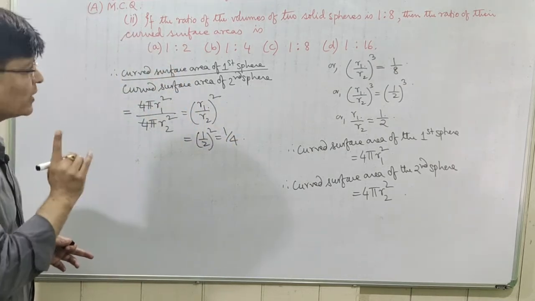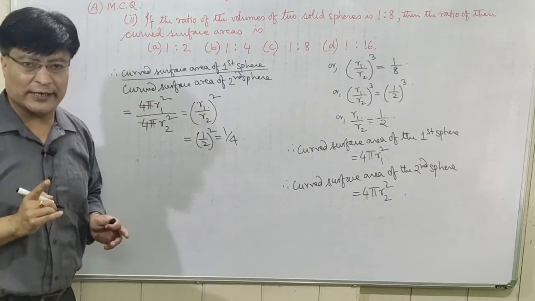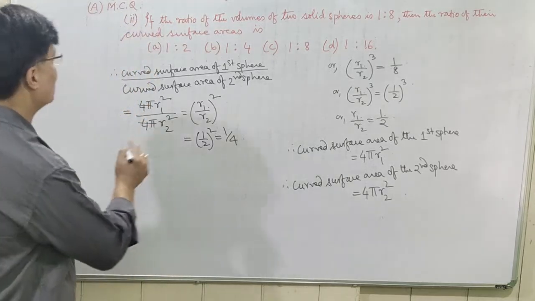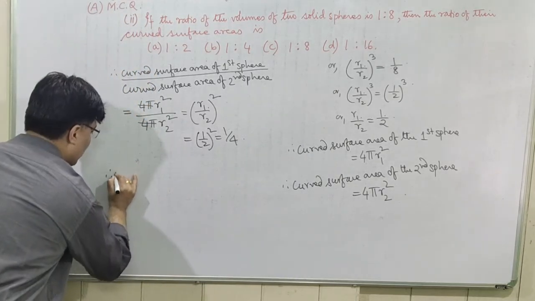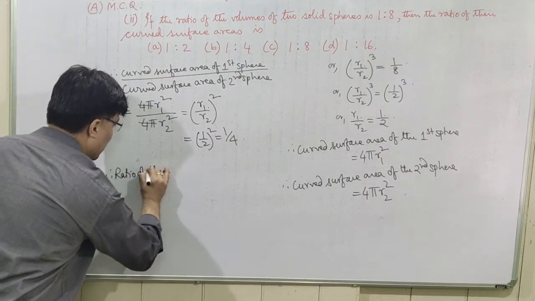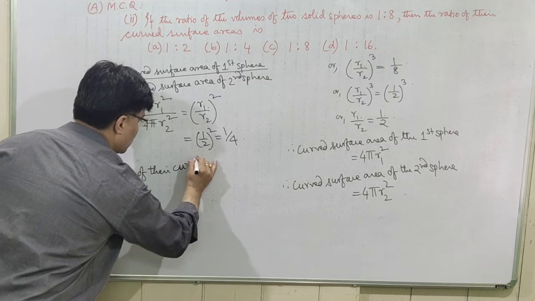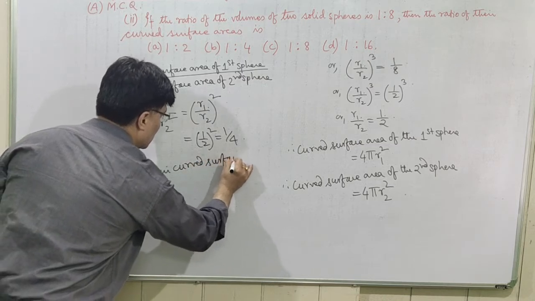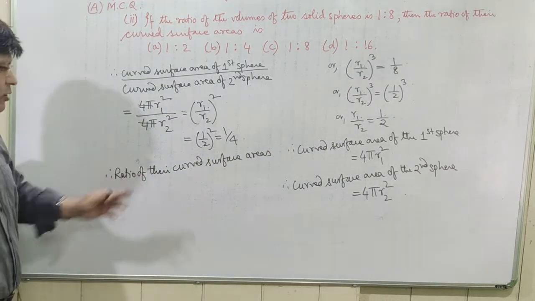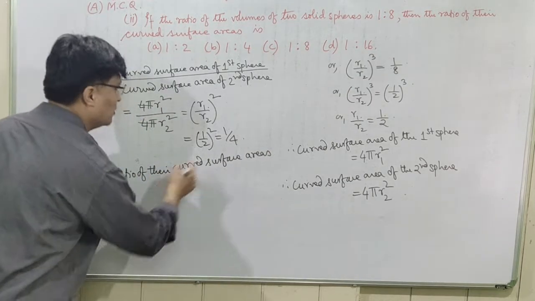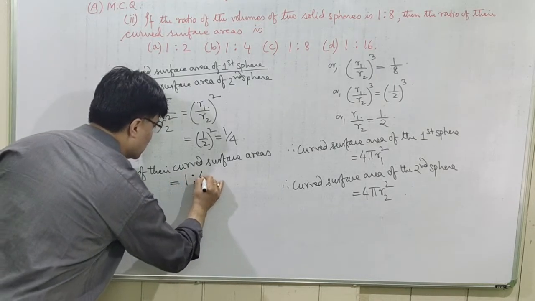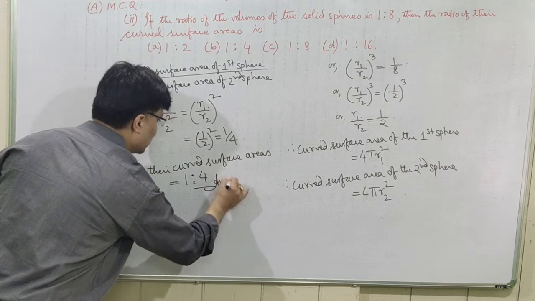So now you can write down the ratio of the curved surface area. So this fraction can be written in terms of ratio now. So what is the ratio of the curved surface area? Therefore, ratio of their curved surface areas is equal to, this fraction can be written in terms of ratio, that is 1:4. So this is the correct answer.